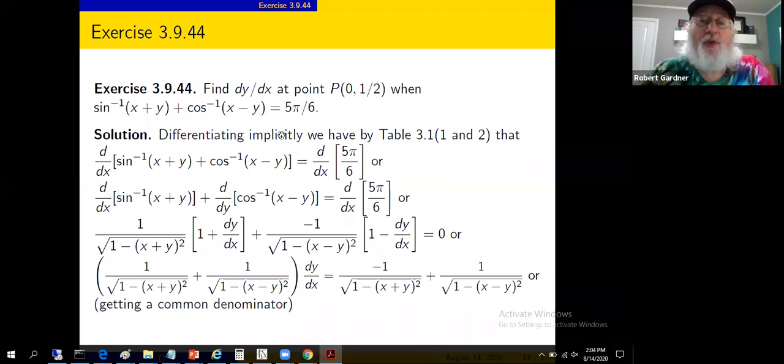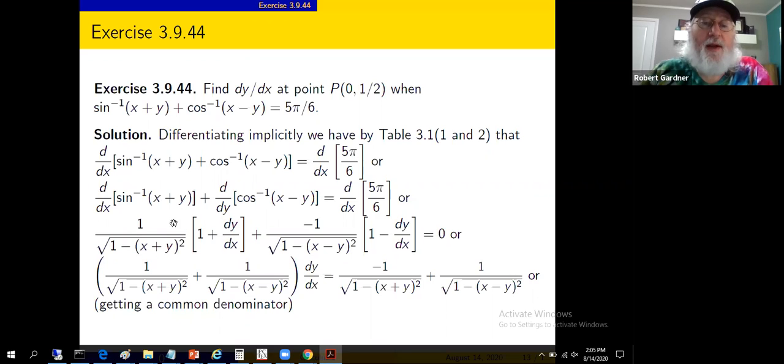All right, so differentiate implicitly. We'll take the derivative with respect to x of both sides of the equation. Derivative of the sum is the sum of the derivatives, to break it into little pieces. Right-hand side is derivative of a constant, so we get 0 over there. Let's do that one first. Okay, sine inverse. See, we had 1 over the square root of 1 minus the stuff inside squared. So sine inverse of this stuff is 1 over the square root of 1 minus this stuff squared under the square root. 1 over the square root of 1 minus x plus y squared.